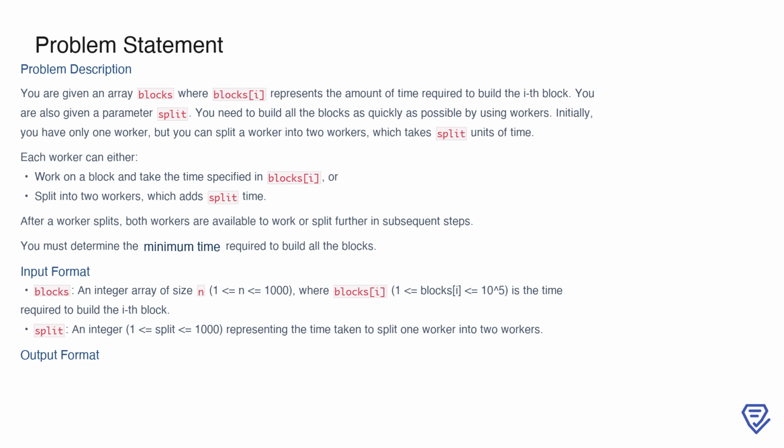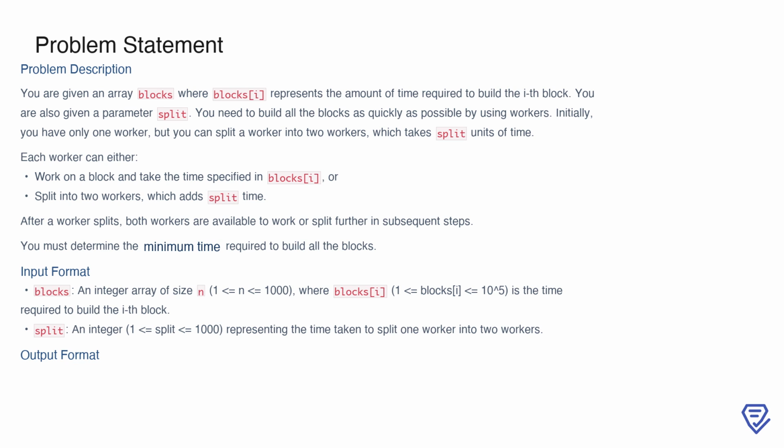The problem requires us to determine the minimum time needed to build a set of blocks using workers. Each block has a specific build time given in the blocks array, and we start with only one worker. However, we can split a worker into two workers to parallelize the work, though splitting comes with a time cost specified by the split parameter.